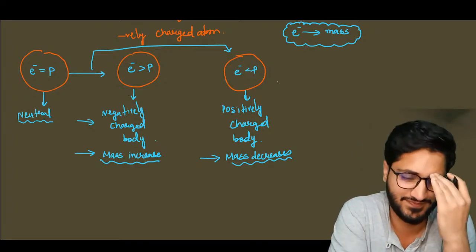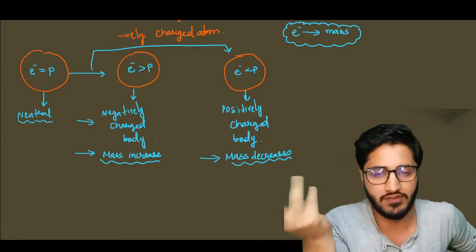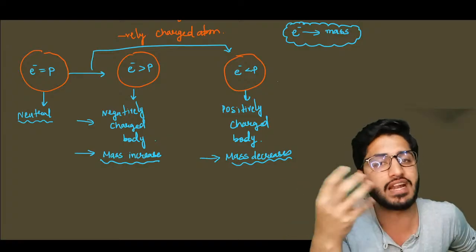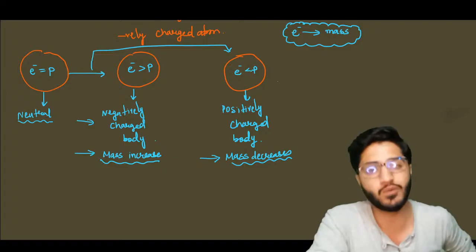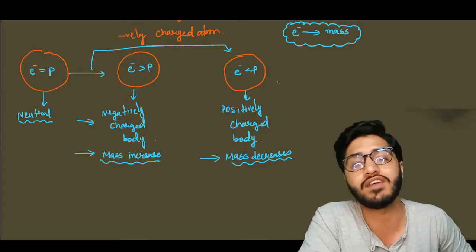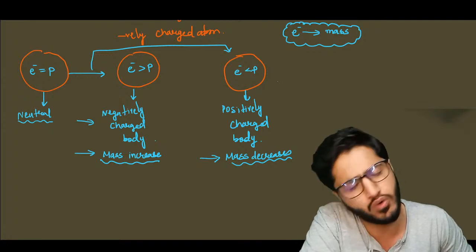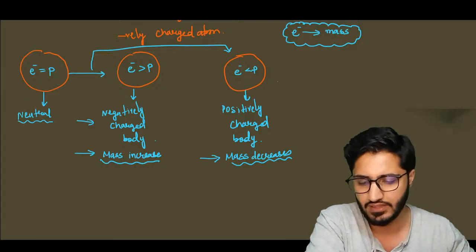Very easy, no? Very easy now. If you are ejecting electrons, the body will become positive. If you are giving electrons, it will become negative. Done. Okay, and what is charge? Charge is the state of a body in which the number of electrons is not equal to the number of protons. Simple definition.